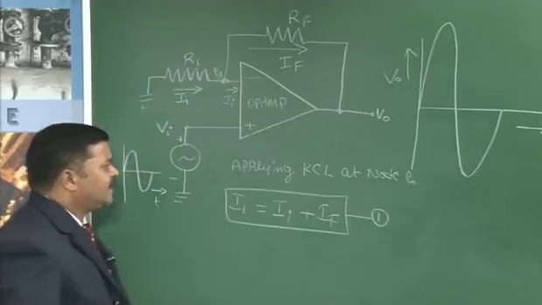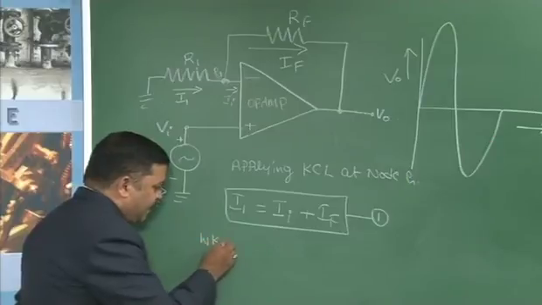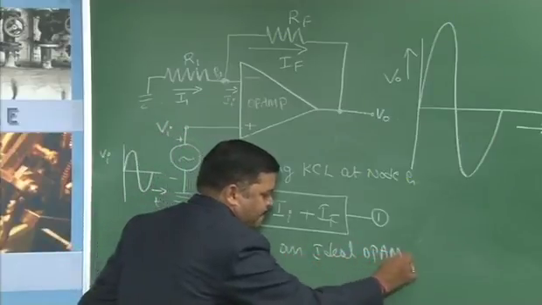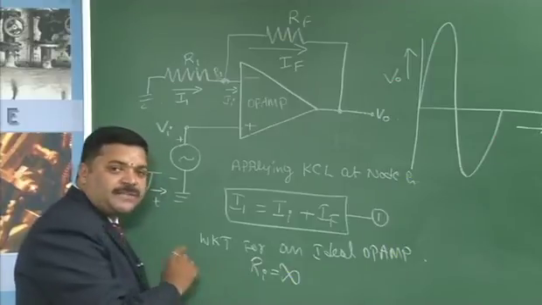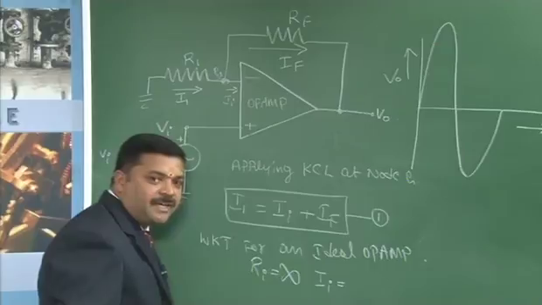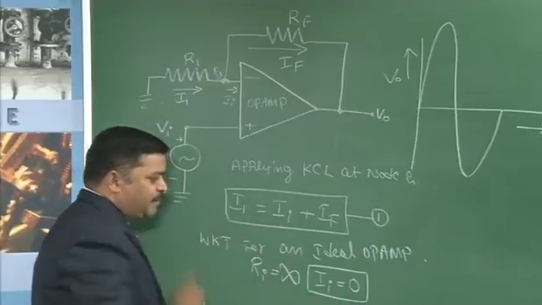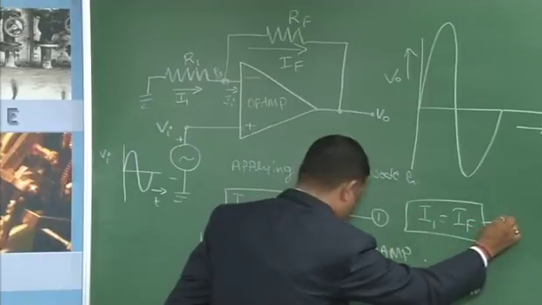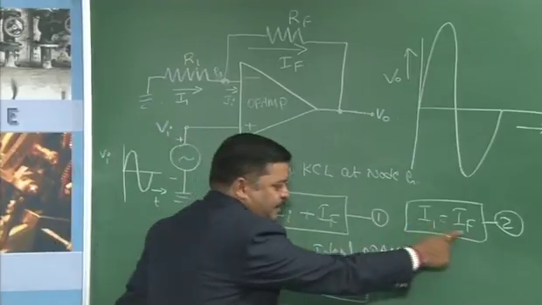Now, let us assume that the operational amplifier is an ideal operational amplifier. We also know that for an ideal op amp, Ri, the input impedance, is equal to infinity. So, when the input resistance of an operational amplifier is infinity, what is the current entering into the operational amplifier? The current entering into the operational amplifier will be 0 because the resistance is maximum. If we substitute II is equal to 0 in equation 1, it reduces to I1 is equal to IF. Let us call this equation 2.